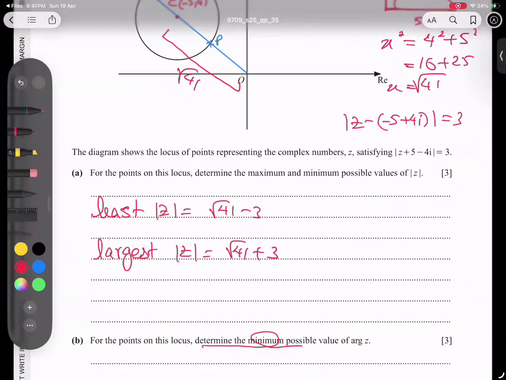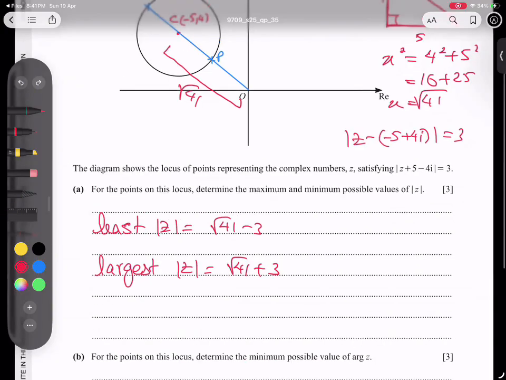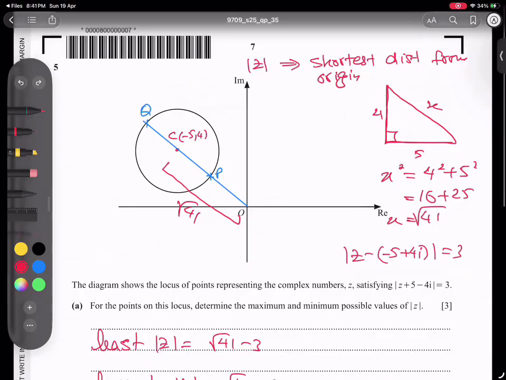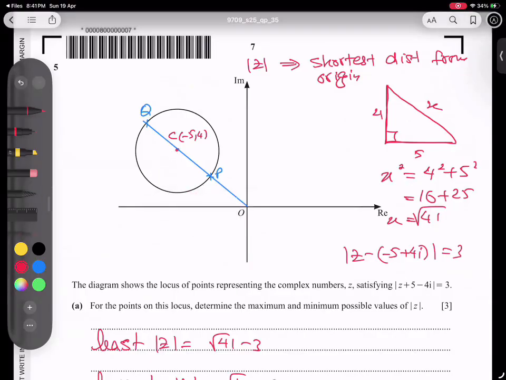Determine the minimum possible argument of z. Okay, let me elaborate what is the definition of this minimum argument. Basically, what is the argument definition? Argument of z: shortest angle with positive x-axis. Okay, so basically, which point?